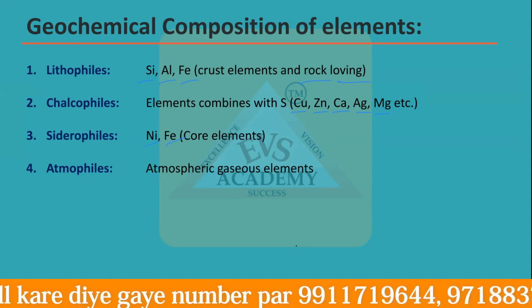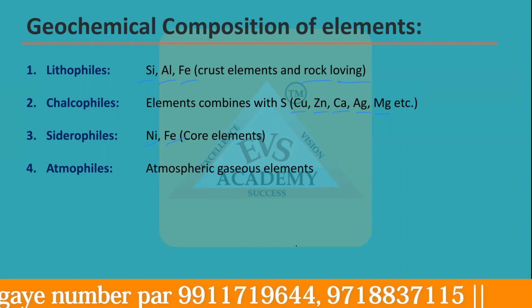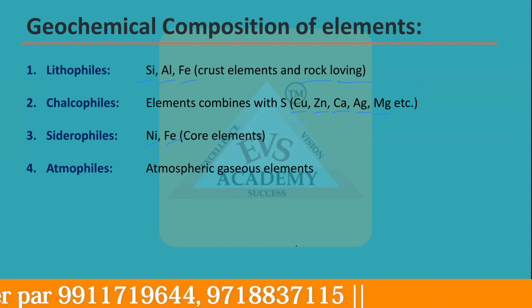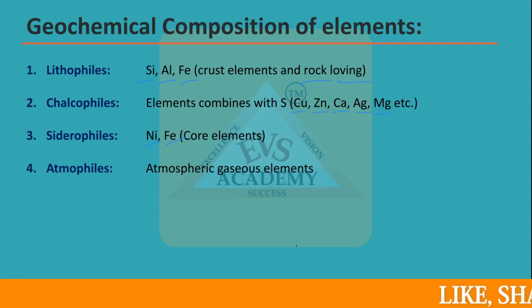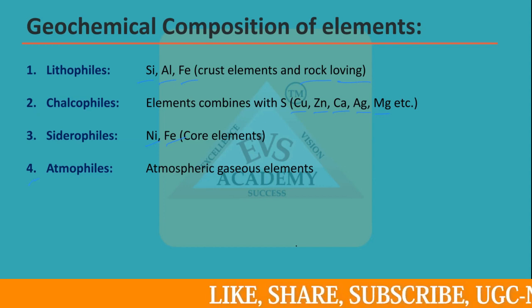Then we have the atmophiles. Atmophiles are those elements which are majorly found in the atmosphere or in gaseous form, like oxygen. Then we have nitrogen, argon. These are all atmophile kinds of elements. So these are the 4 categories of geochemical elements.